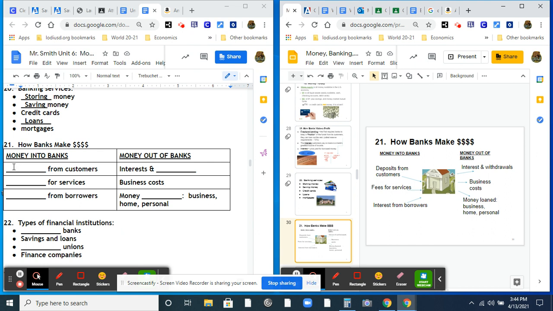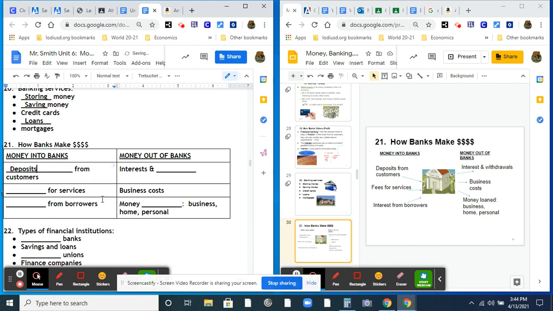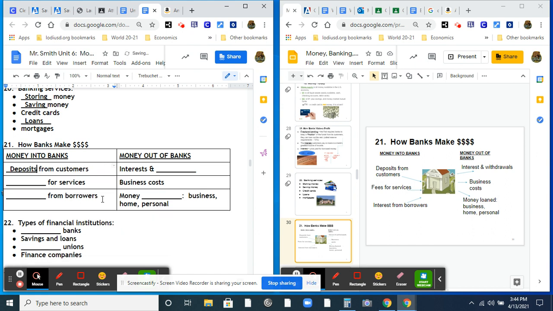How do the banks make money? Well, they basically get value out of the money they have. They get deposits from their customers, which they get interest on.